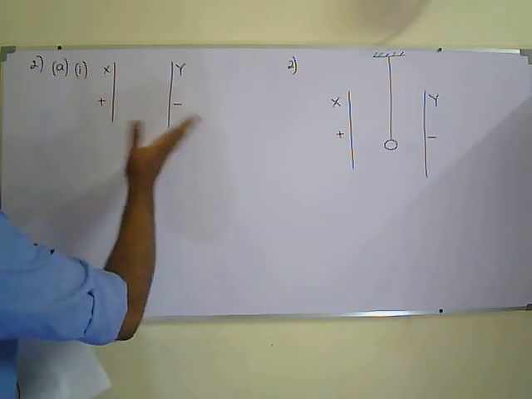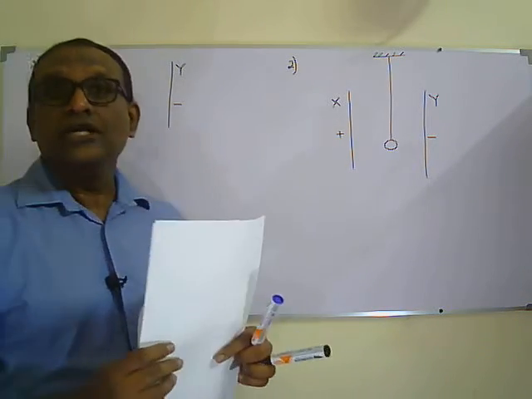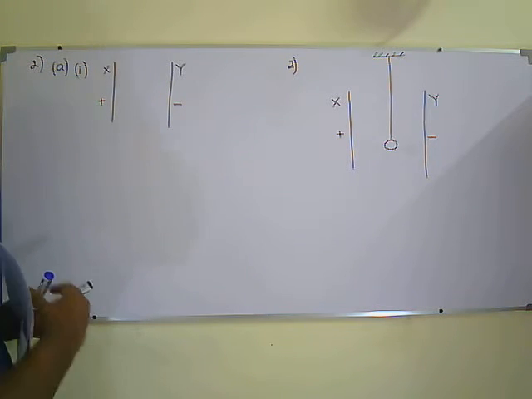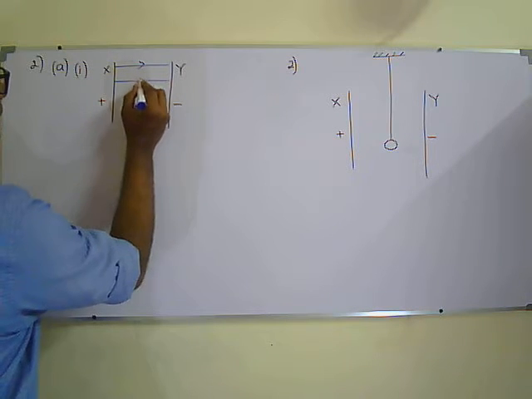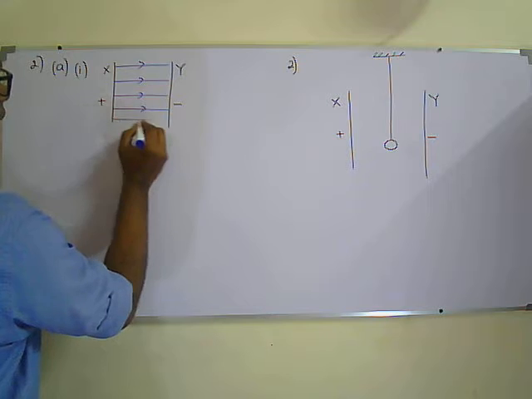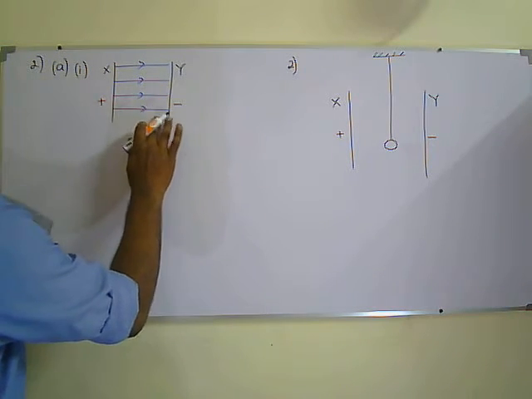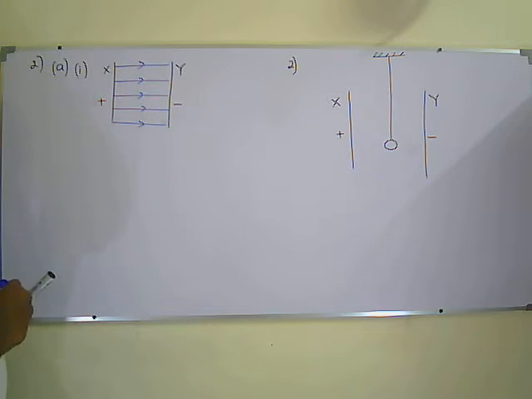We know that between oppositely charged parallel plates, in the region between them there will be a uniform electric field, and you know how to show the uniform electric field. You should draw parallel lines with equal space. At least 4 lines you can draw, but if you want you can draw more than 4 lines also. Lines should be drawn with equal space and they should be parallel to each other. So that's the answer for the second question, A part, first part.